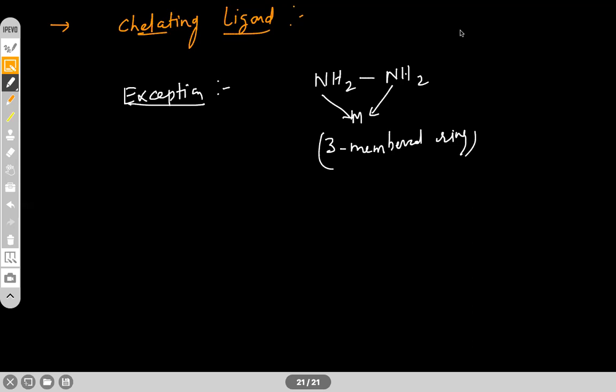Yes, just a second, Aditya. All polydentate ligands are chelating ligands. If on coordination, it results in the formation of a closed or cyclic ring. The complexes formed in this way are called chelates. And these chelates are comparatively more stable than the ordinary complex.